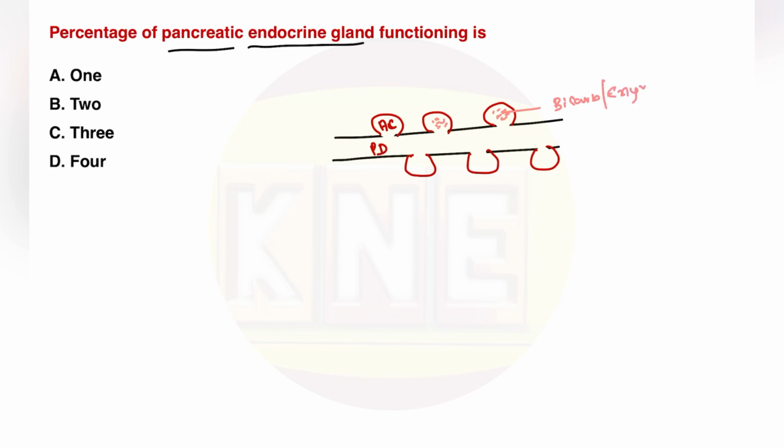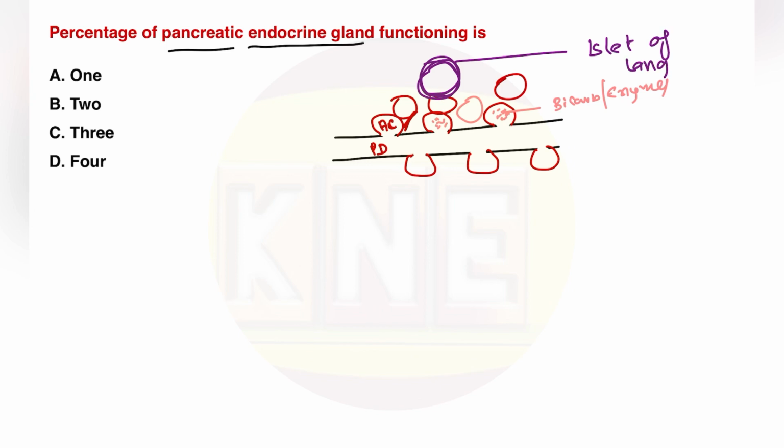Now see, many acinar cells are there, and with that there is a presence of pancreatic ducts. In between the acinar cells there are floating clusters of cells, which will be called what? Islet of Langerhans. In this islet of Langerhans we will write it.